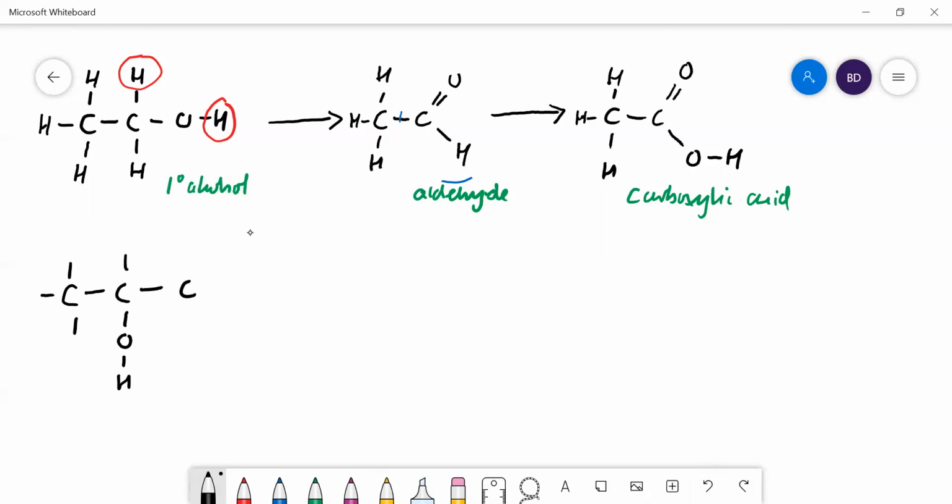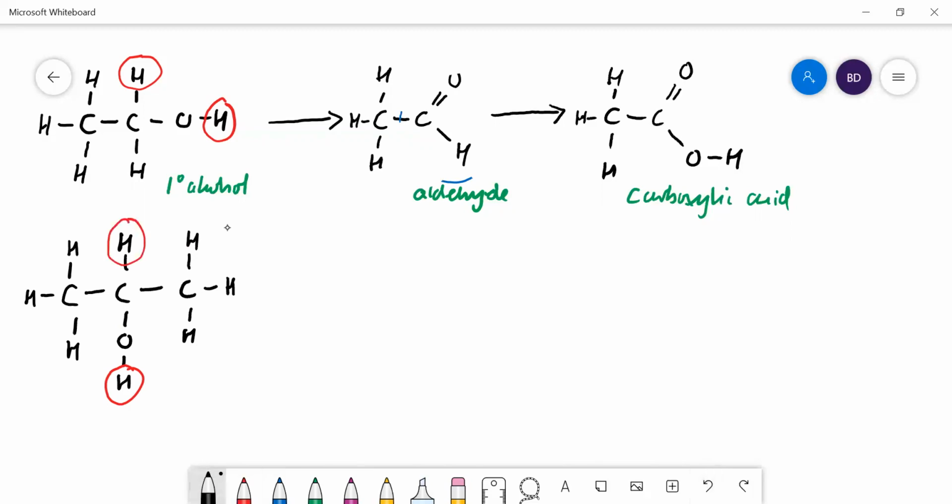And we're going to do something very similar with that. We're going to heat that up with acidified potassium dichromate, and it's going to get oxidized. We're going to remove hydrogen. So we're going to remove the hydrogen from the OH. Now that means that that's got to form a double bond there, doesn't it? So that means that this carbon's forming too many bonds, so we've got to remove that hydrogen as well. Okay, so we're just going to remove those 2 hydrogens.